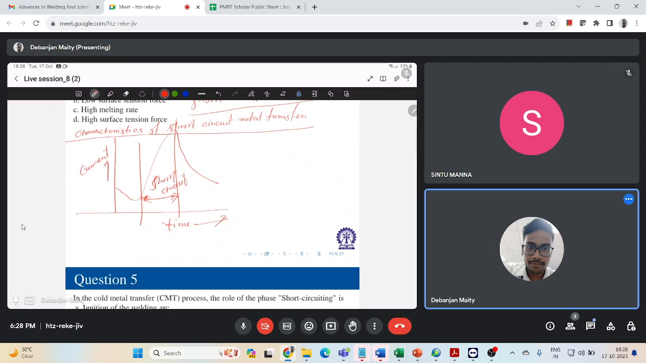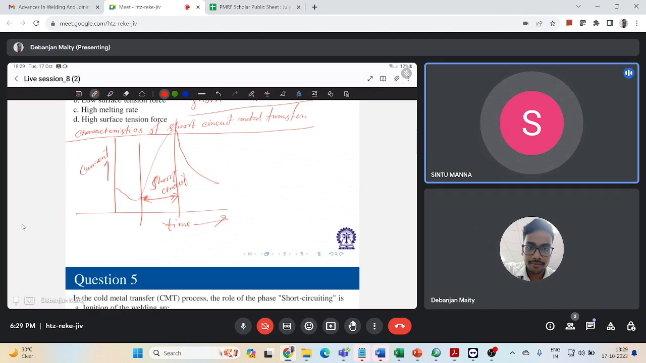Short circuit takes place over here, and that results in excessive heat generation during that short circuiting process, and the molten metal of the droplet becomes thinner due to low surface tension, and then your molten metal is transferred to the weld pool, and then your arc gap is established that increases the arc voltage. So all these things are interconnected.